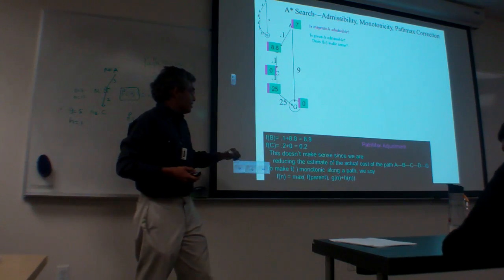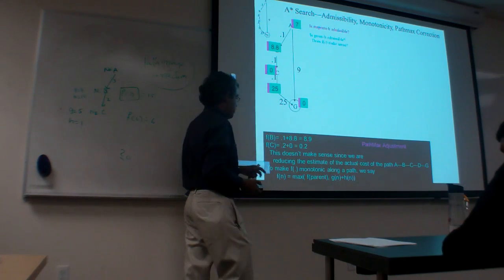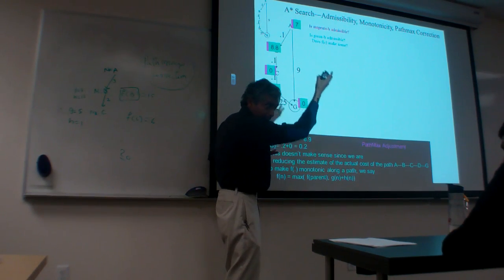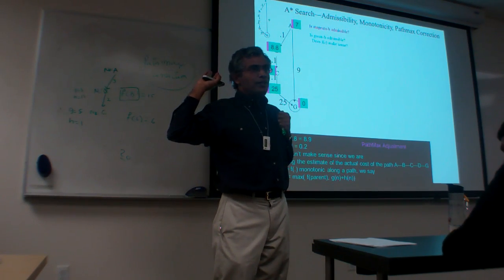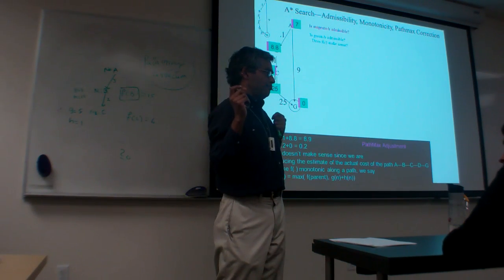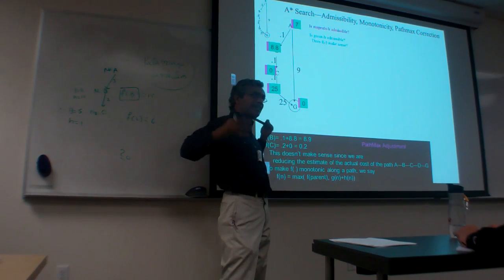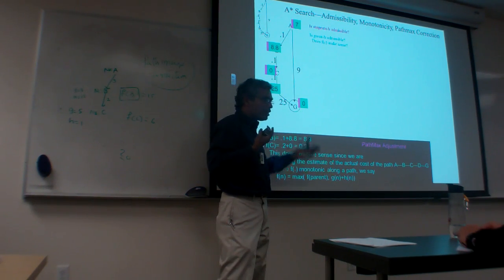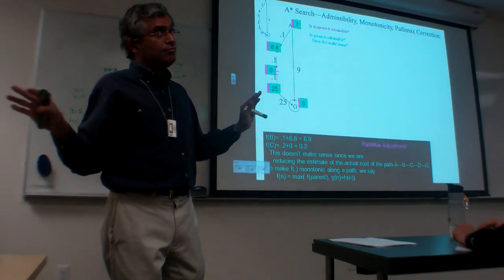This doesn't make sense, since we are reducing the estimate of the actual cost of the path A, B, C, D, G. We want to make f star monotonic along the path, monotonically increasing the f value. Clearly on any path, the g value will increase monotonically, guaranteed by non-negative distances. But that is not guaranteed for the f value because the h comes in. So h should have an additional property for it to be monotonically increasing. The monotonic increase only improves the efficiency. It doesn't affect the optimality.